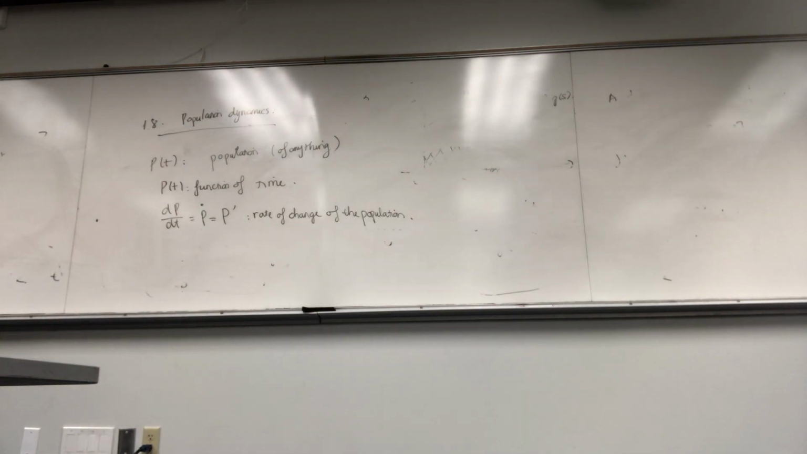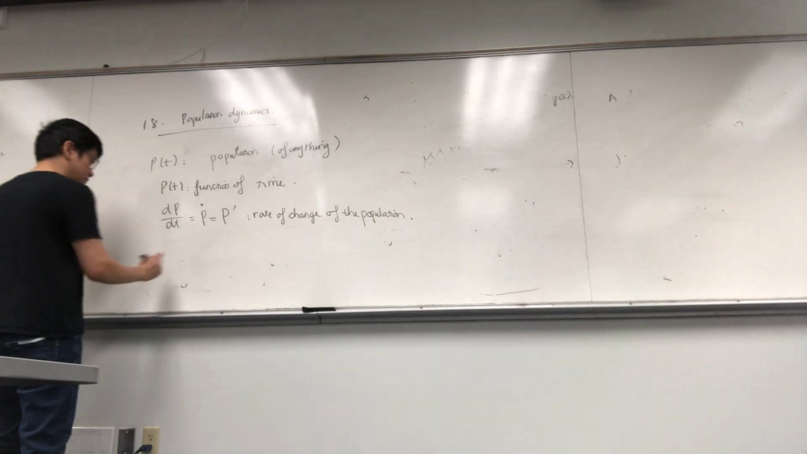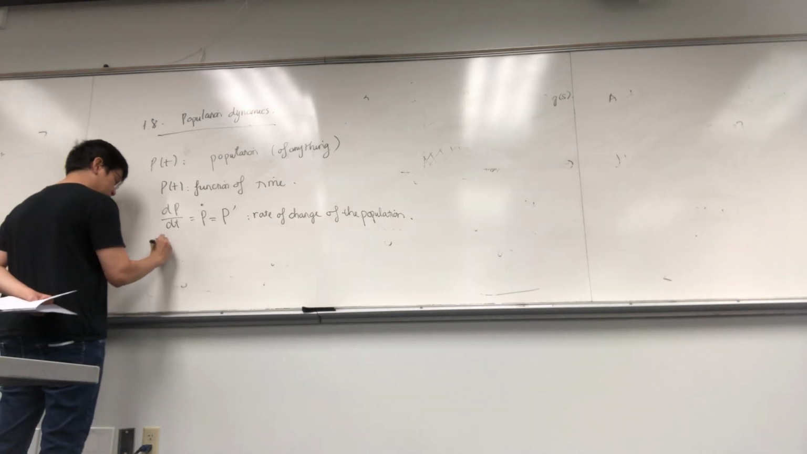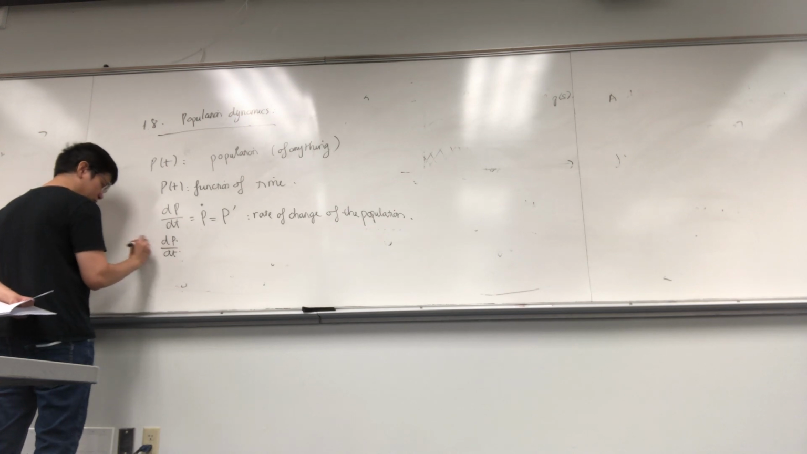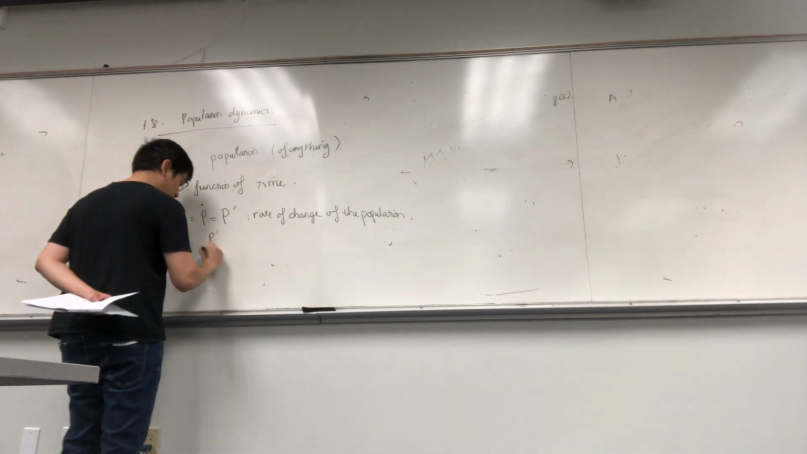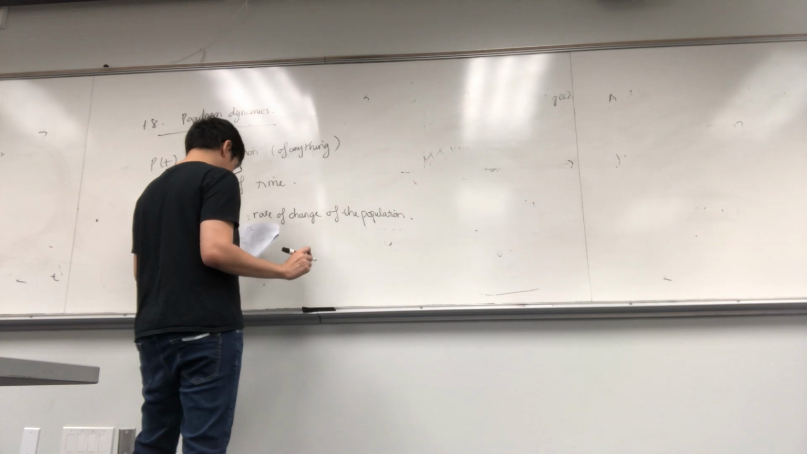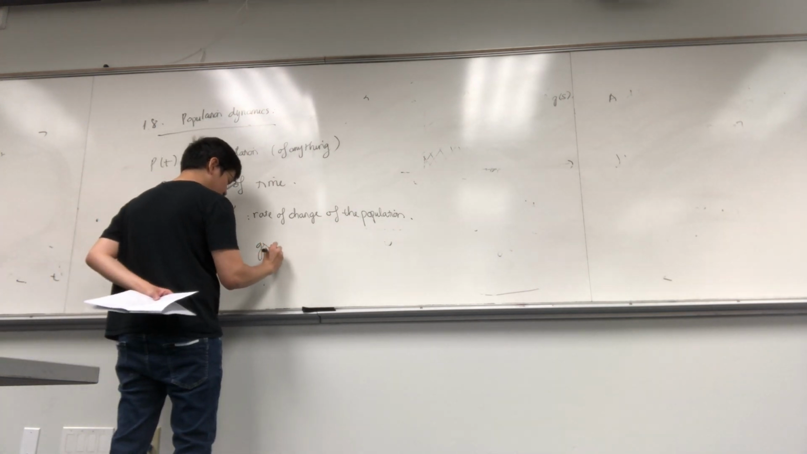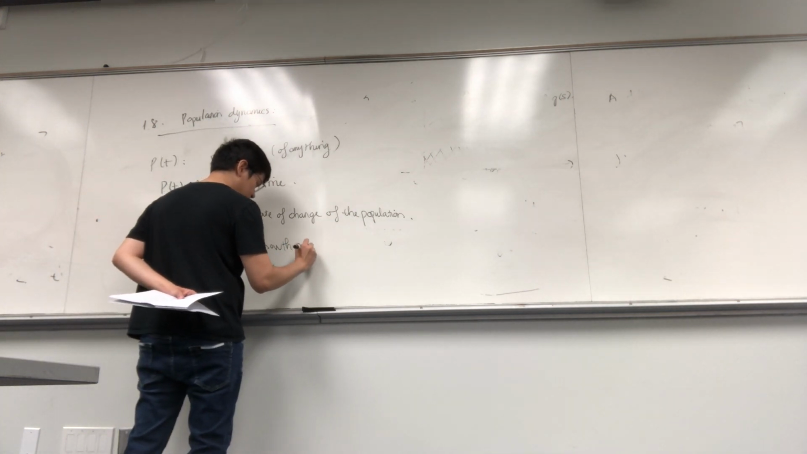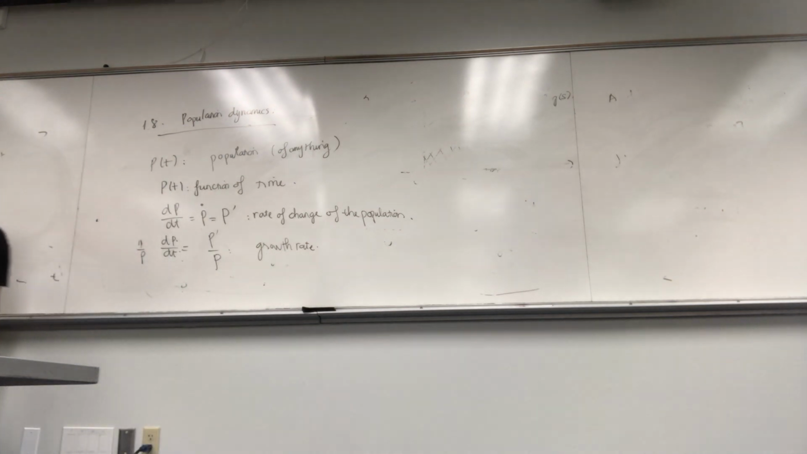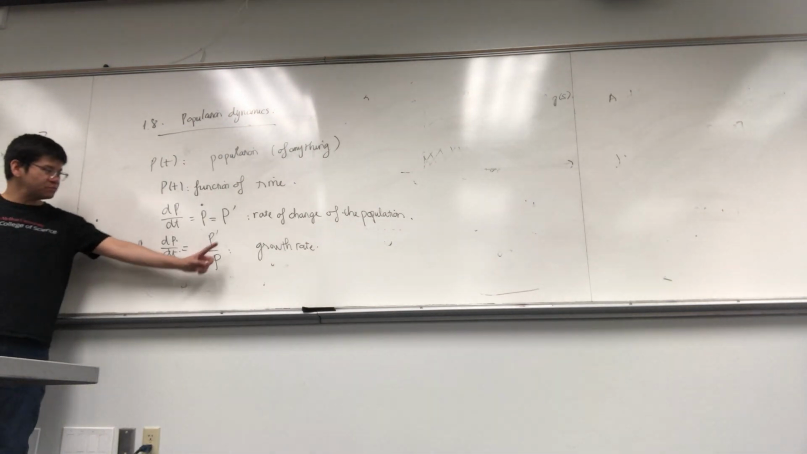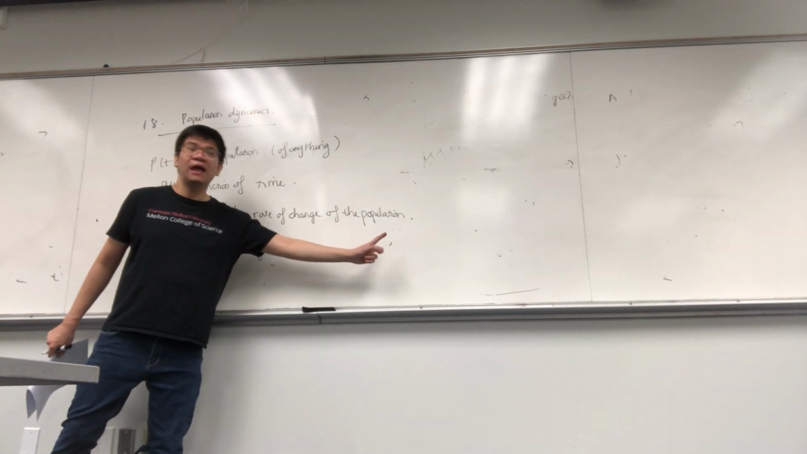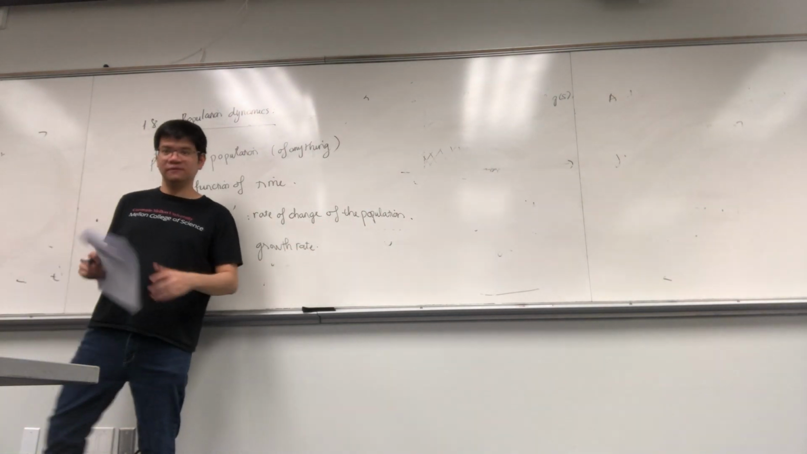So then you have dP/dt, and you have 1 over P, which is P prime over P. This is the growth rate. So the growth rate is the ratio between the rate of change and the population, right?